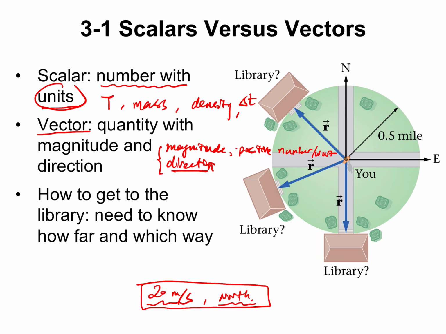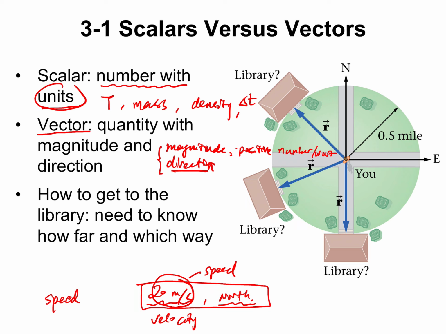Last chapter we talked about speed. Speed is a scalar. There's no direction. Velocity is a vector. So the magnitude of velocity actually is the speed. So velocity is a vector, and the magnitude of a velocity is the speed.